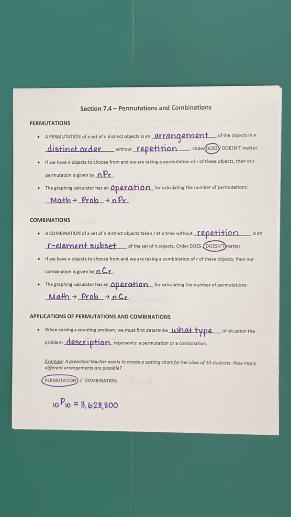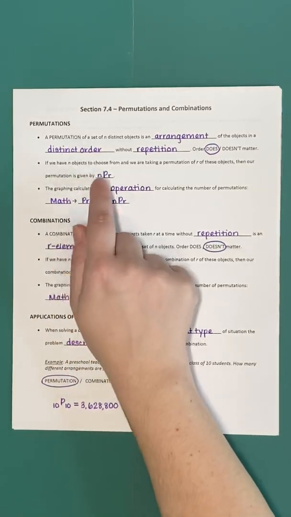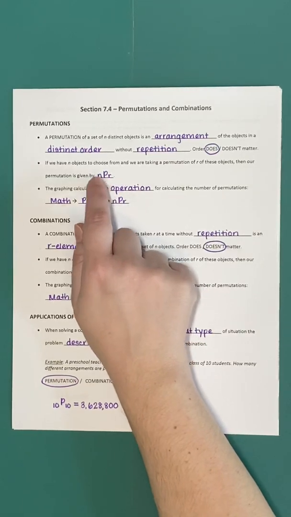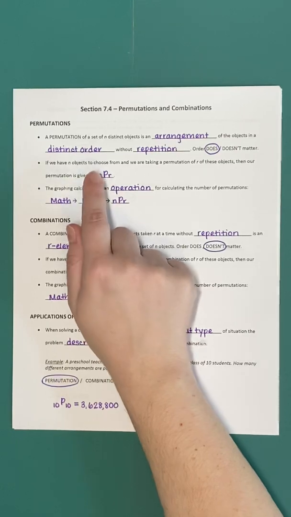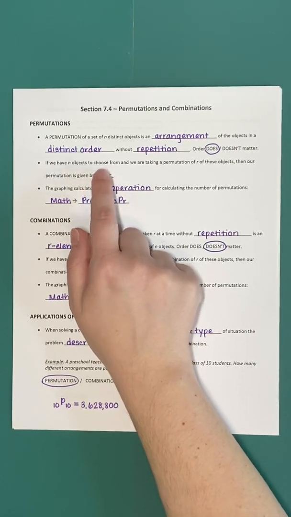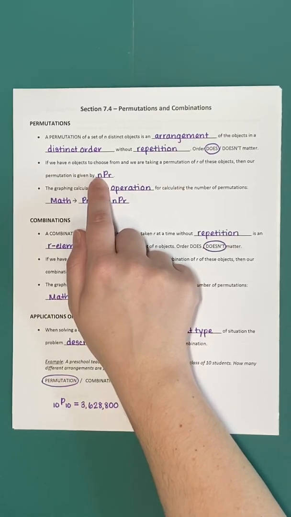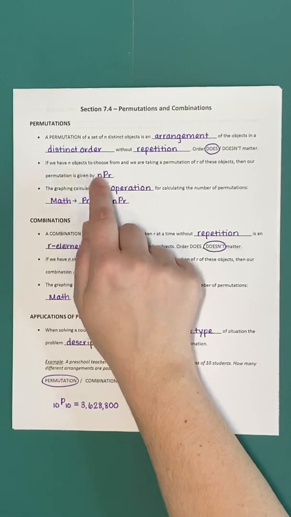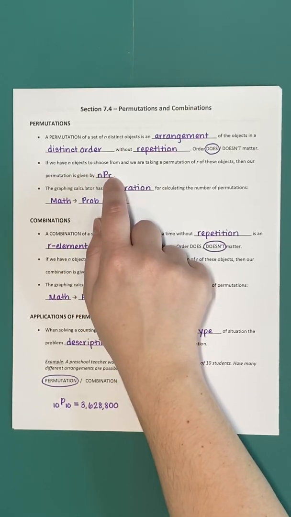then our permutation notation is given by nPr. So big P for permutation. n is the number of items we have to choose from, so it's the bigger set. r is how many items we're choosing. So maybe we have a class of 32 people and we're choosing 5 to go represent the class somewhere. n would be 32 and r would be 5 in a situation like this.